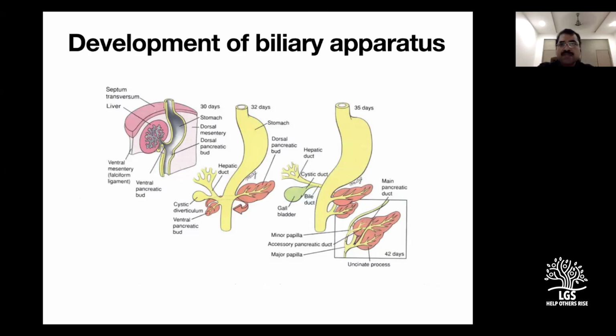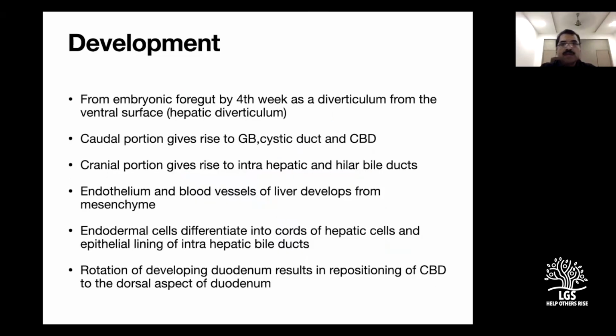Coming back to the development of the biliary apparatus, it develops from the foregut. The liver and biliary tract are foregut in origin, whereas the pancreas is partly foregut and partly hindgut in origin. That is why there is variation in the blood supply of the liver and biliary tract. From the embryonic foregut, by the fourth week, a diverticulum forms, known as the hepatic diverticulum. The caudal portion gives rise to the gallbladder, cystic duct and CBD, and the cranial portion gives rise to the intrahepatic and hilar bile ducts.